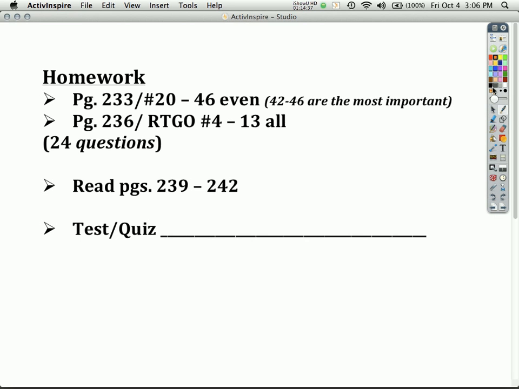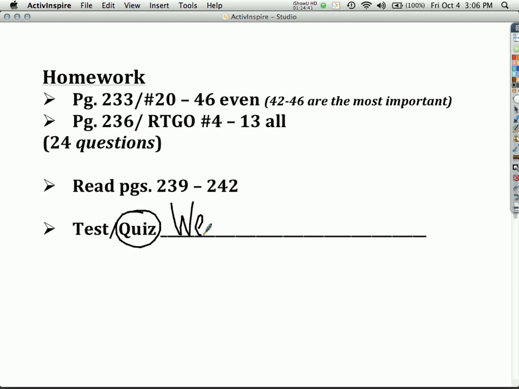Also, you have a quiz on Wednesday. The quiz on Wednesday will be 4.1 to 4.3.